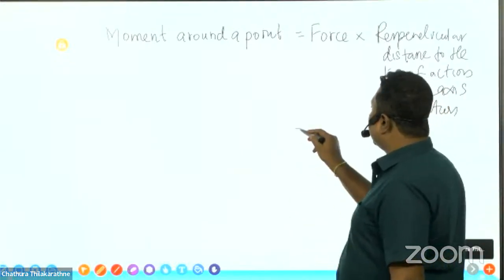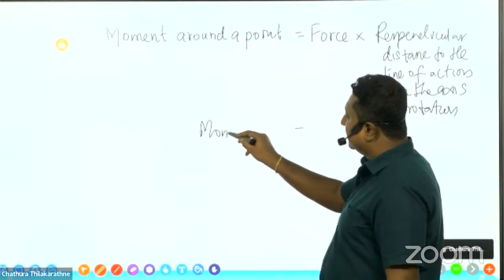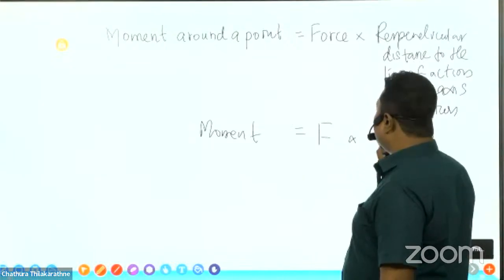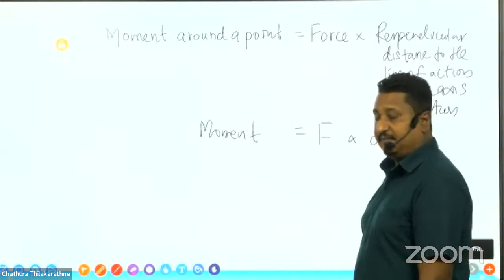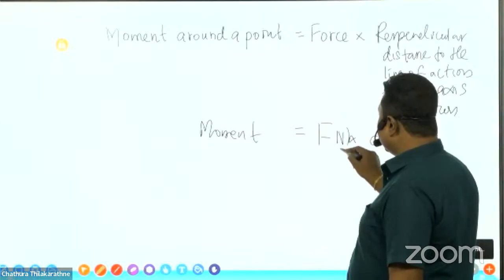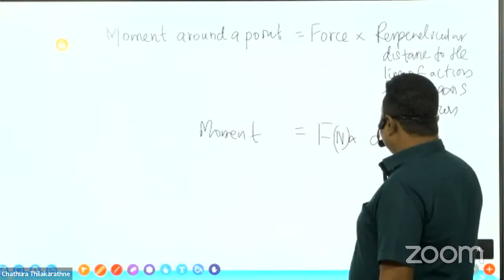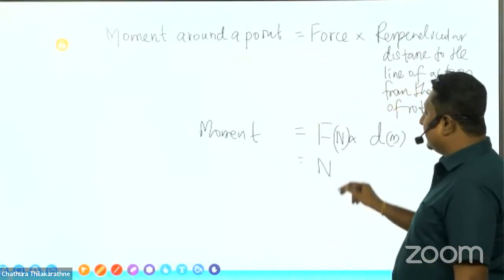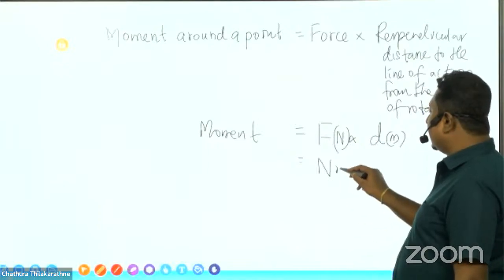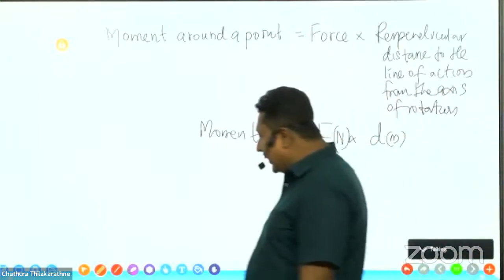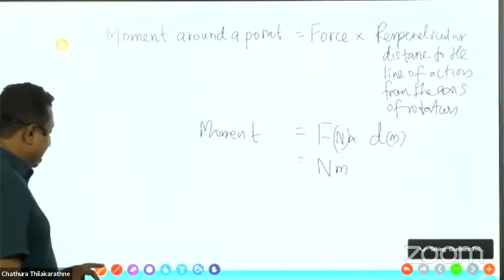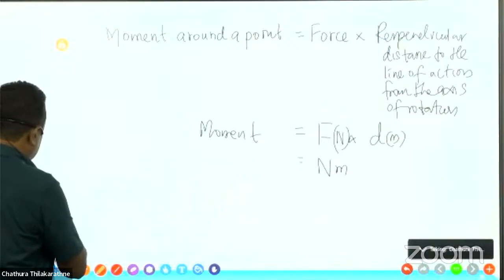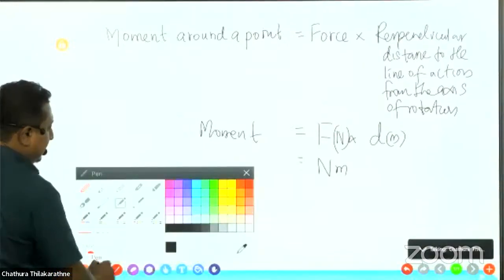In symbols, we can write the moment equals force, given as F, into perpendicular distance, D. F into D. Force is measured in newtons, perpendicular distance given in meters. Then the unit of moment of force is Newton meter, not newtons per meter. That is Newton meter. Okay.